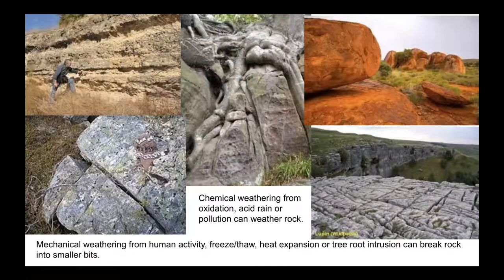And then there's chemical weathering. So chemical weathering can occur from oxidation, like this red rusty rock up here, and iron in it, and it's rusting, and that will weaken the structure of the rock. It will erode away. Also, rainwater is slightly acid, or from pollution can be more acid, and it can also have weathering effects on rock. Those are two kinds of weathering.